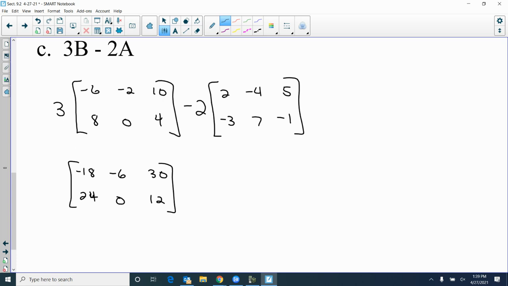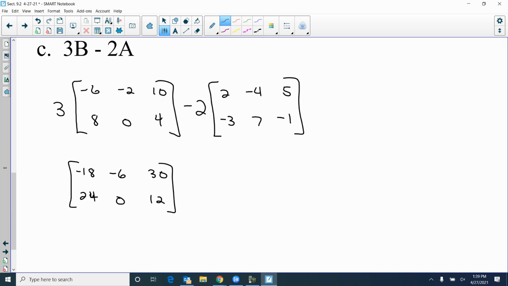Okay, here's what you've got to watch. You can either distribute 2 or you can distribute negative 2. Some people do one way, some people do the other. If you distribute a negative 2, what sign now goes in between them? You've got to make it a plus. A lot of people will distribute the negative 2 and put the minus sign down there. You're going to get it wrong.